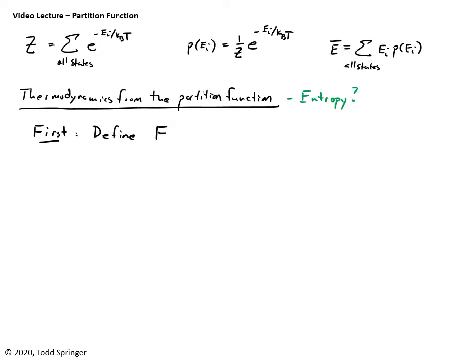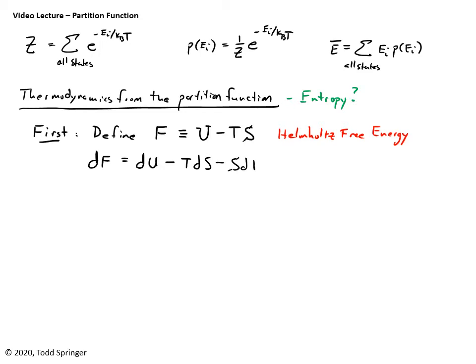F, and F is called the Helmholtz free energy, and it's going to be defined as U minus TS. So this is called the Helmholtz free energy. And if I had more time, I could talk about the physical significance of it, but for now it's just a useful trick, a useful function, and you'll see why. Let's think about what is dF. Let's use our differentials here. dU minus TdS minus SdT. So I took a differential of both sides.